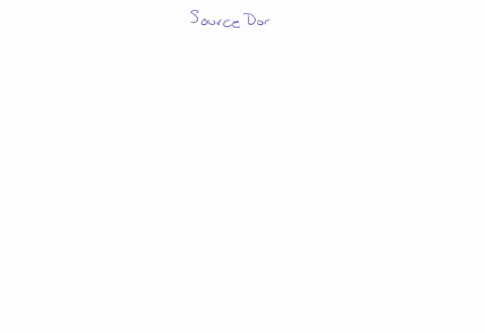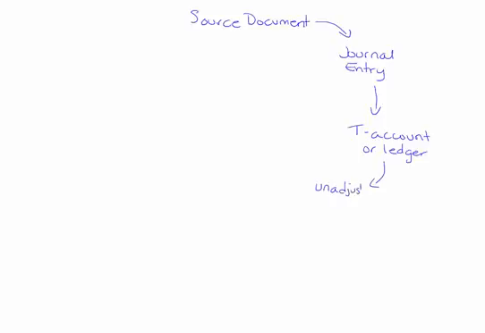So up to this point you've learned how to take a source document to a journal entry, to the T account or ledger, to your unadjusted trial balance. Now today we're taking this even further, and we are going from the unadjusted trial balance, making adjustments to the adjusted trial balance. And this is your last step before you make financial statements.